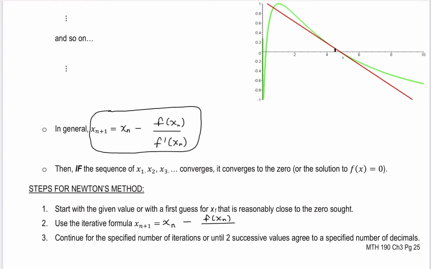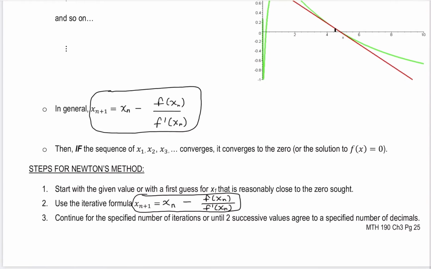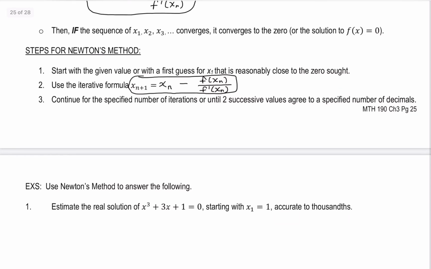And so the key here is going to be doing this effectively and efficiently in our graphing calculator. Once again, this is your formula for Newton's method. And we keep going until typically you get agreement to a certain number of decimal places. So that's the formula behind Newton's method. So let's take a look at one example, and then we'll come back and do more next time.